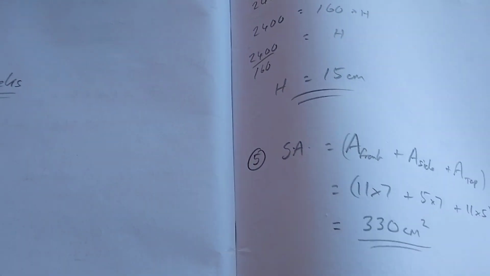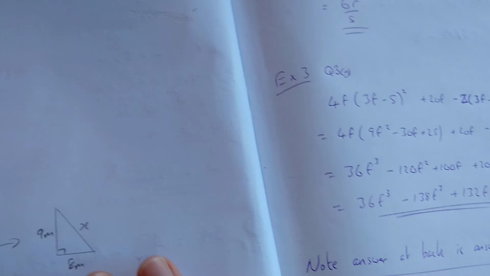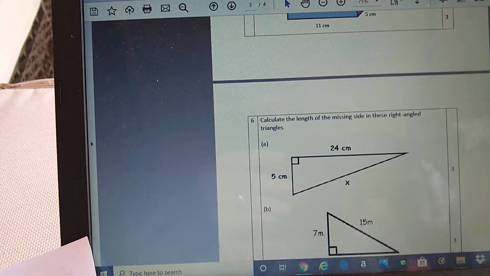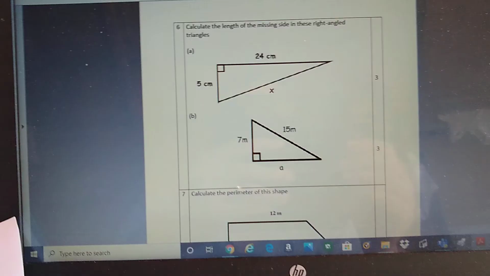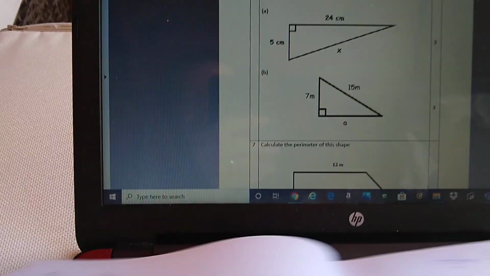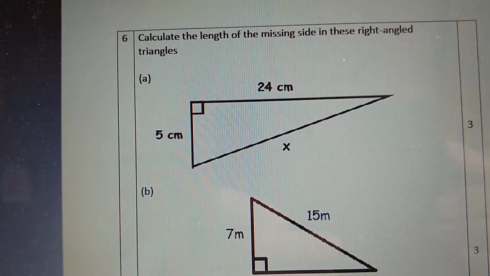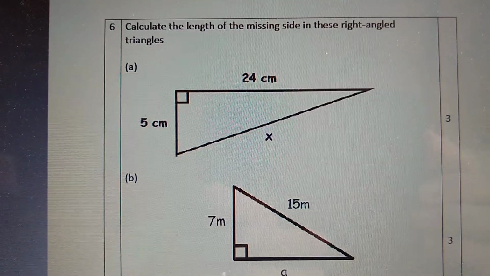Right, just a couple of Pythagoras questions to look at, and then this video will be finished. So again, let's just scroll up there. Apologise for the camera work, guys. So, a couple of straightforward Pythagoras questions because there's no story attached to them. So calculate the length of the missing side in these right angled triangles.